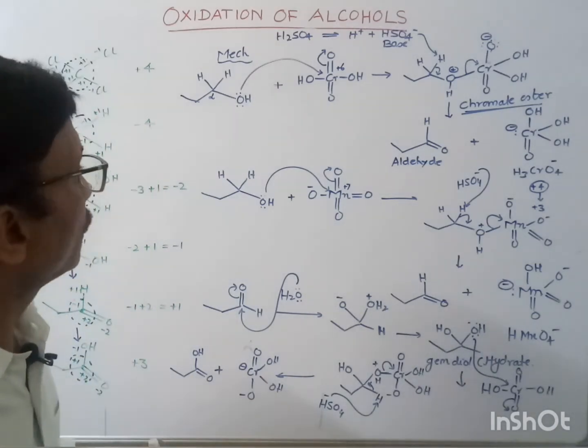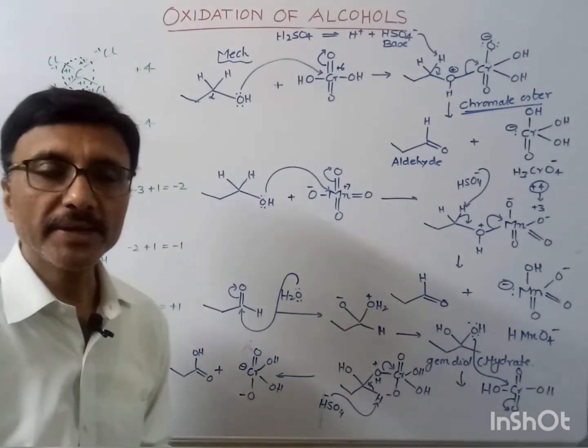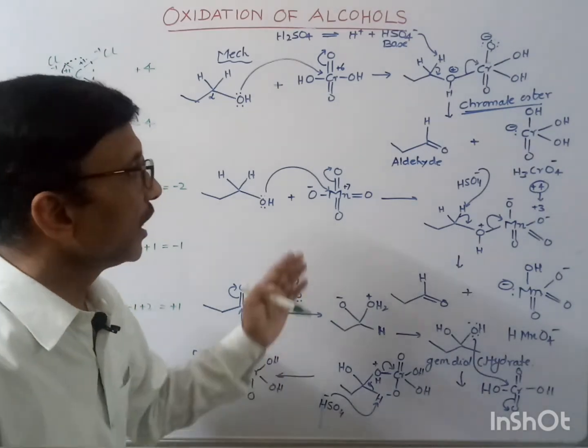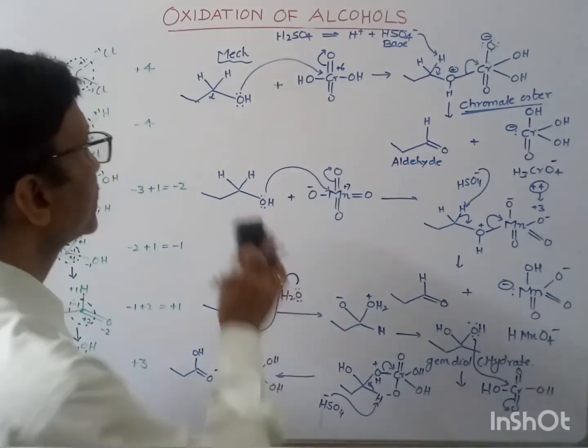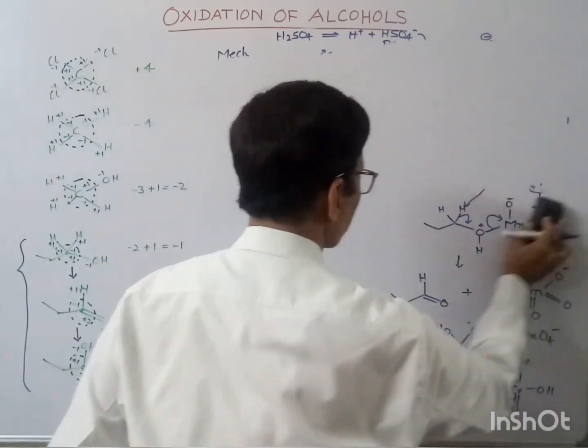Now, in presence of pyridinium chlorochromate, as I told, pyridinium chlorochromate being a weak oxidizing agent, that will stop the oxidation at this aldehyde stage. So let's see the mechanism for the oxidation with pyridinium chlorochromate.